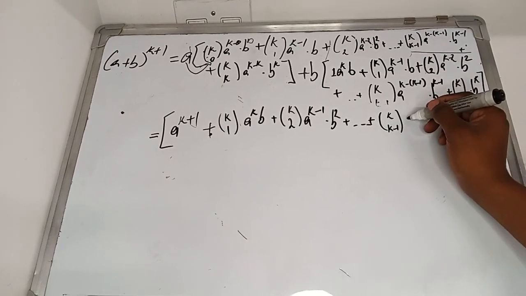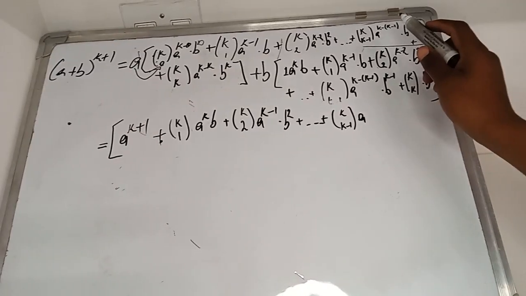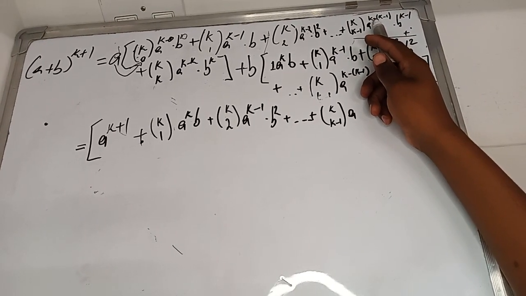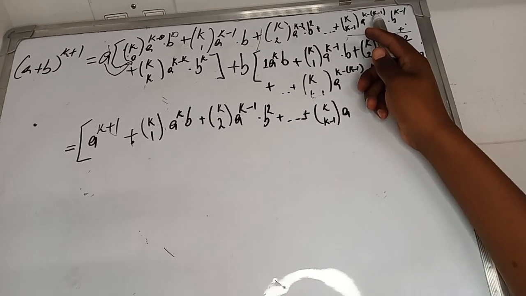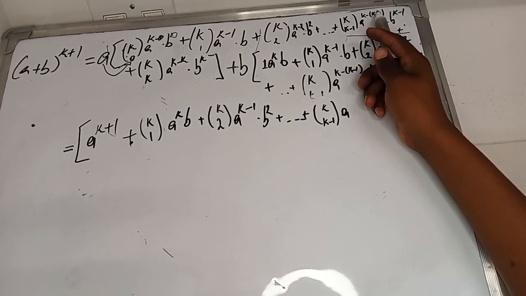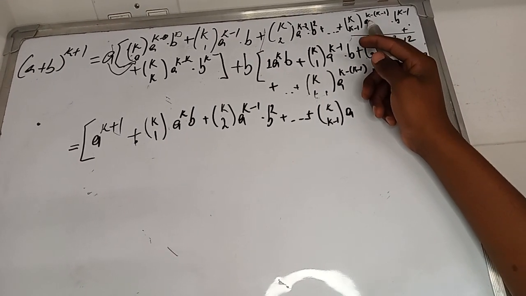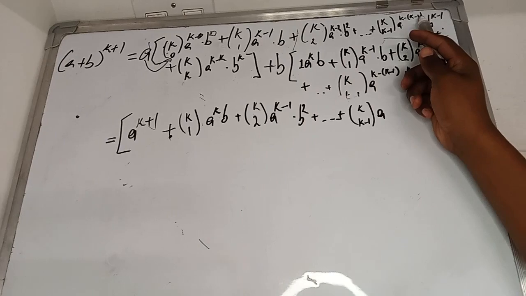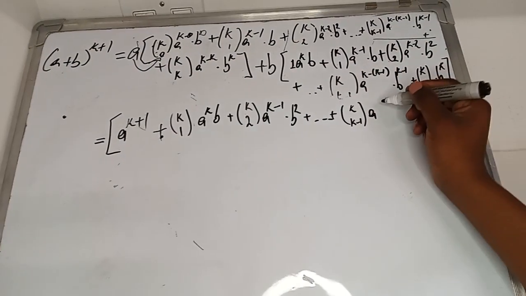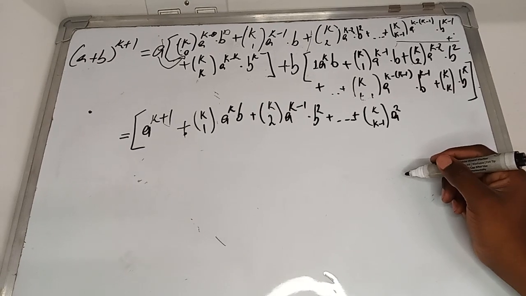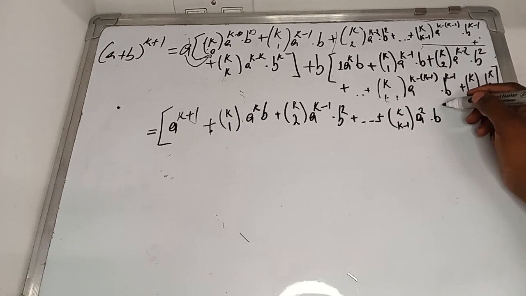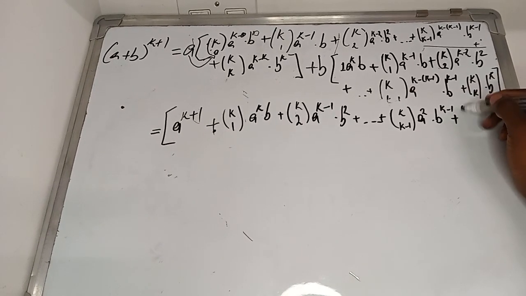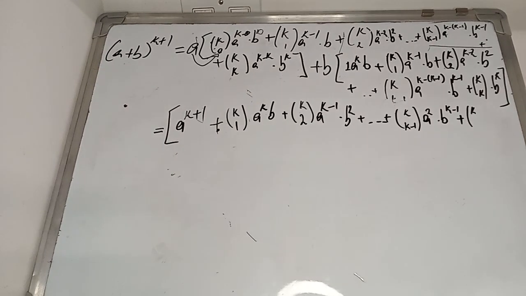K choose k minus 1, it's a to the power. So now let's do the math first. A negative times a positive, so it's going to be this times this, so k minus k, that is 0. Then negative times negative will be positive 1. So here I have a to the power 1 multiplied by a to the power 1, so it's going to be a squared times b to the power k minus 1, plus the last term, k choose k.